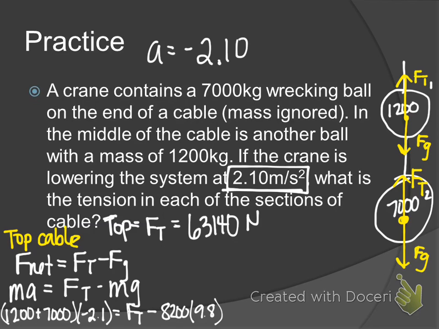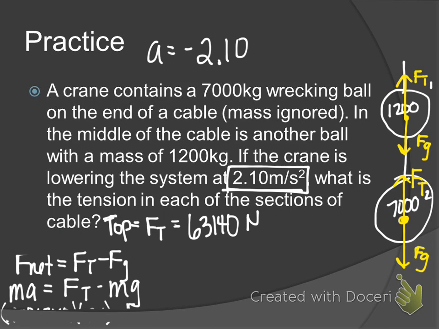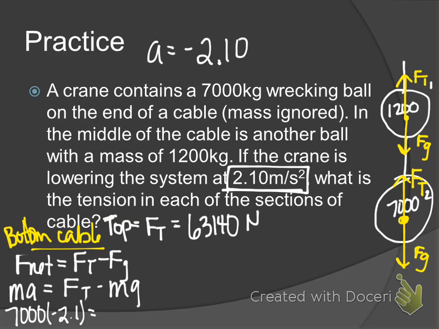So I'm going to just tweak some things here. Our equation stays exactly the same because our free body diagram looks the same. Only now we're looking at the bottom cable. So when we take mass this time, we're going to take 7,000 times negative 2.1 and 7,000 times 9.8.